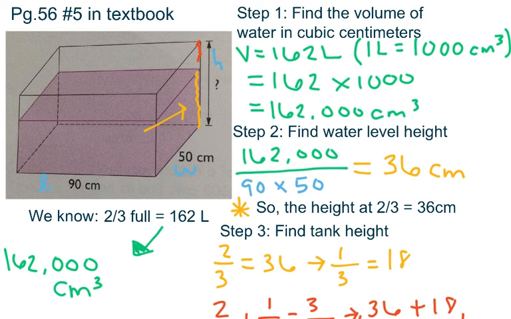So, you should remember our volume formula, let me go ahead and sketch it right here. Our volume formula is length times width times height. So if we're looking for height, we need to take our volume and divide it by our length times our width, okay? So, I'm going to take my volume, which is 162,000 centimeters cubed, and I'm going to divide it by my length of 90 times my width of 50. So, when I multiply that out, and then I do my division, I get 36 centimeters.